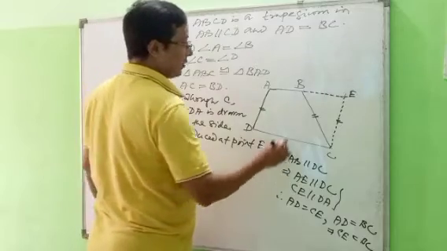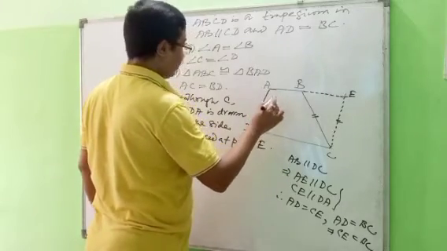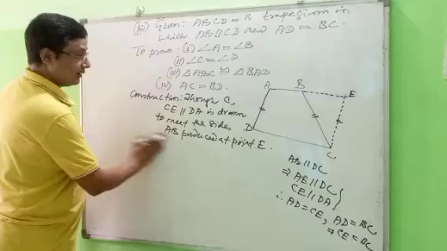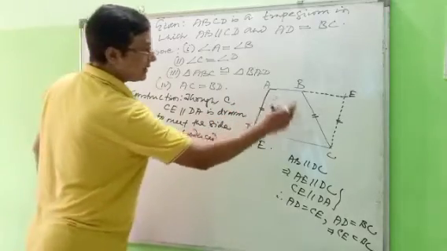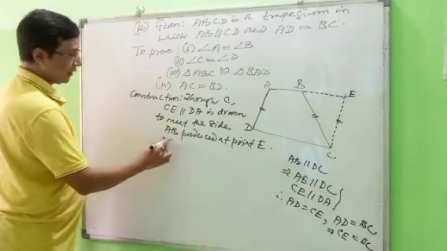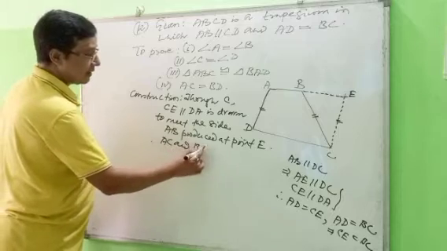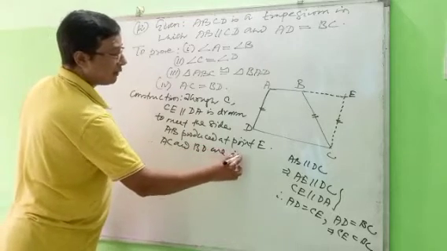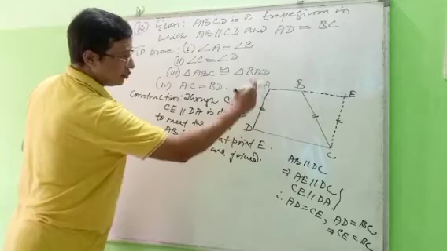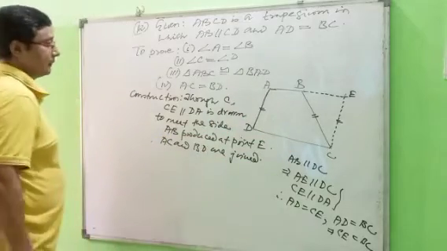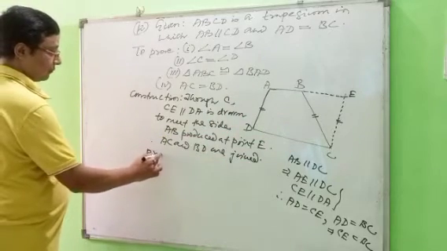Now, for your convenience, in the construction part you will write AC and BD are joined. But for now I will not join them so that it will be more clear. Now comes the proof.